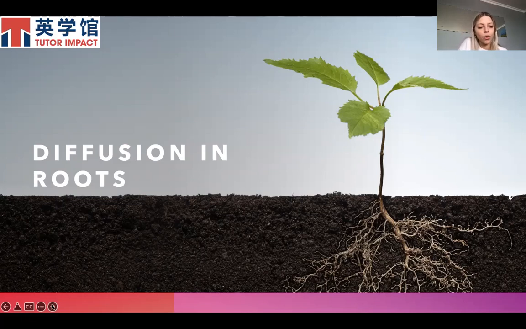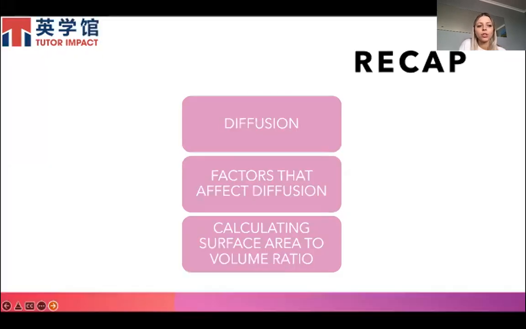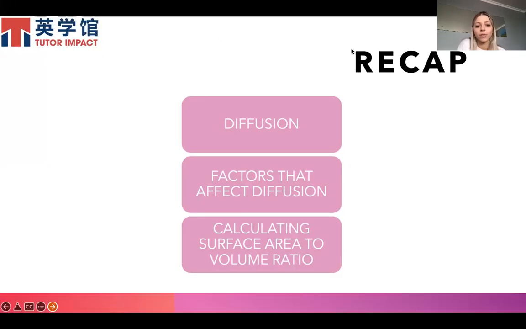Now, we've finished the content for today's lesson, but we're just going to do a quick recap on what we have discussed. So we started off by talking about diffusion and what it is, and we spoke about the generally accepted definition being the spreading out of particles of any substance in a solution or particles in a gas, resulting in the net movement from an area of higher concentration to an area of lower concentration. So that is the general definition for diffusion, but it's basically just the movement of particles from one area to another, depending on the concentration.